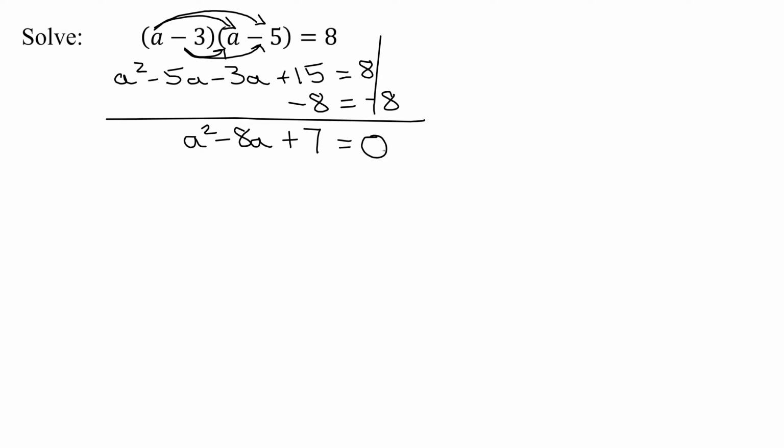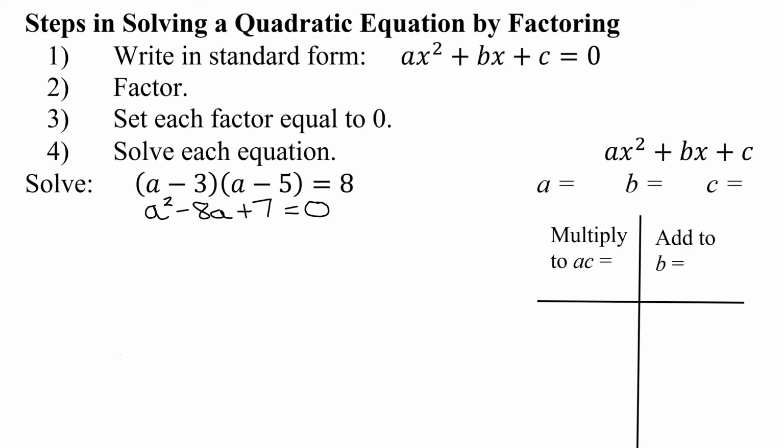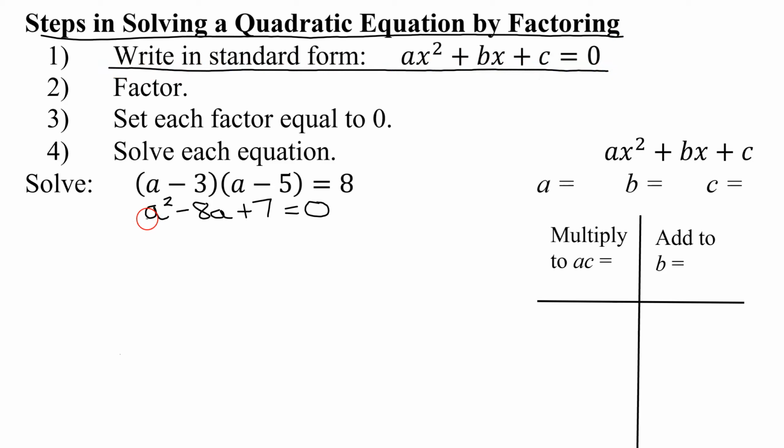So now let's take a quick look at our steps for solving an equation by factoring. I've written my original equation here and the work we did on the previous slide of getting a squared minus 8a plus 7 equals 0. So what are the steps in solving a quadratic equation by factoring? We need to write it in standard form, and that's what I did on the previous slide. This is in descending order equaling 0.